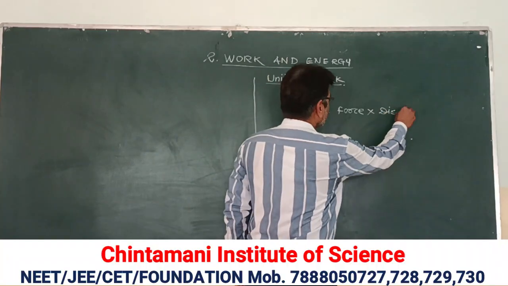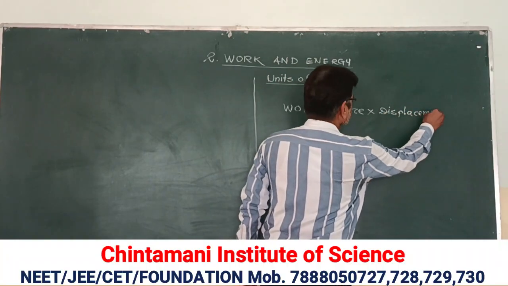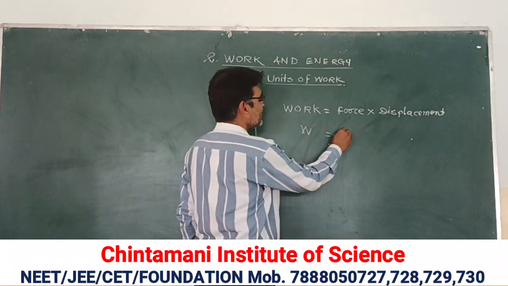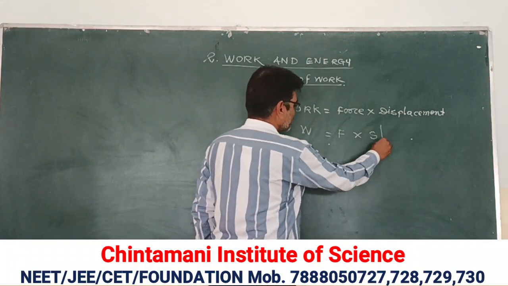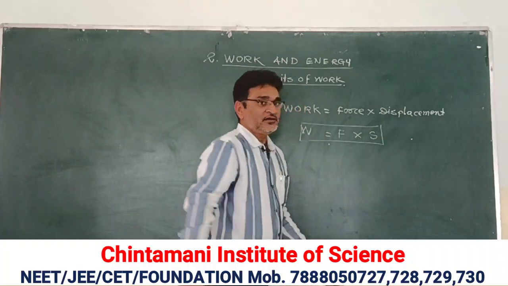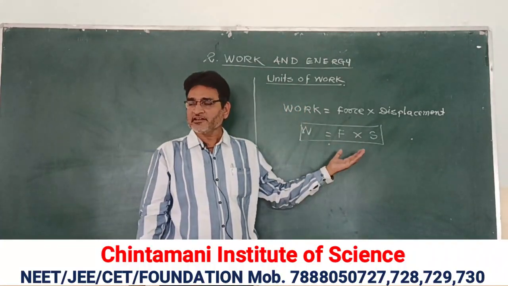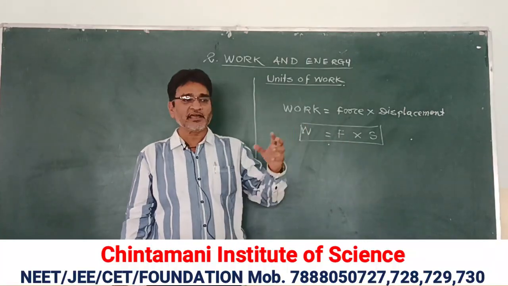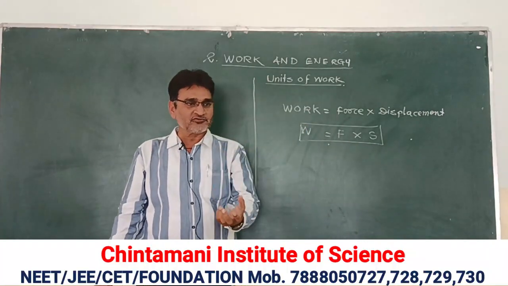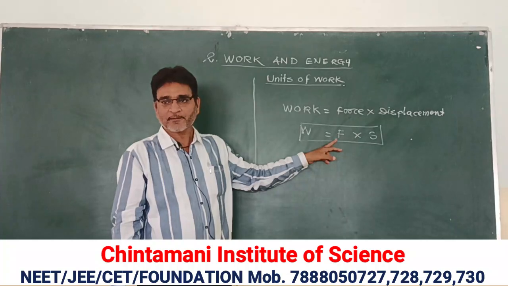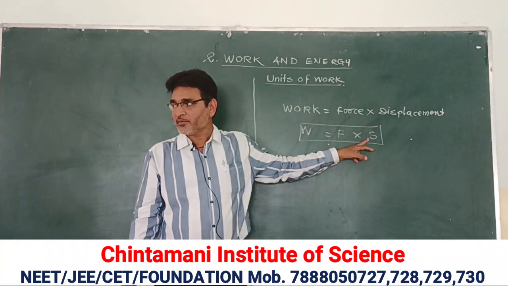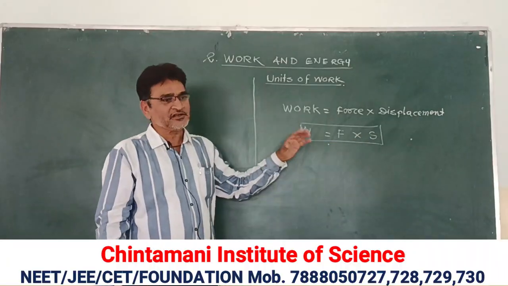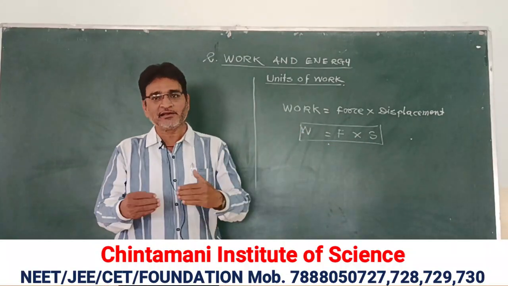Now work is denoted by which letter? W. Force is denoted by F and displacement is denoted by S. Okay. Here force is a vector quantity, because force depends upon direction. So force is a vector quantity and the displacement, which is denoted by S, is called a scalar quantity. So this is the definition as well as the formula. We can define it like that.